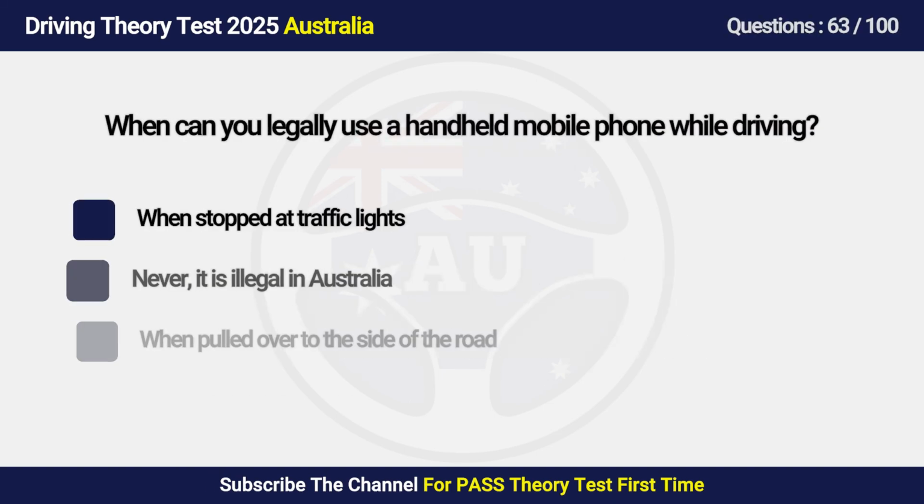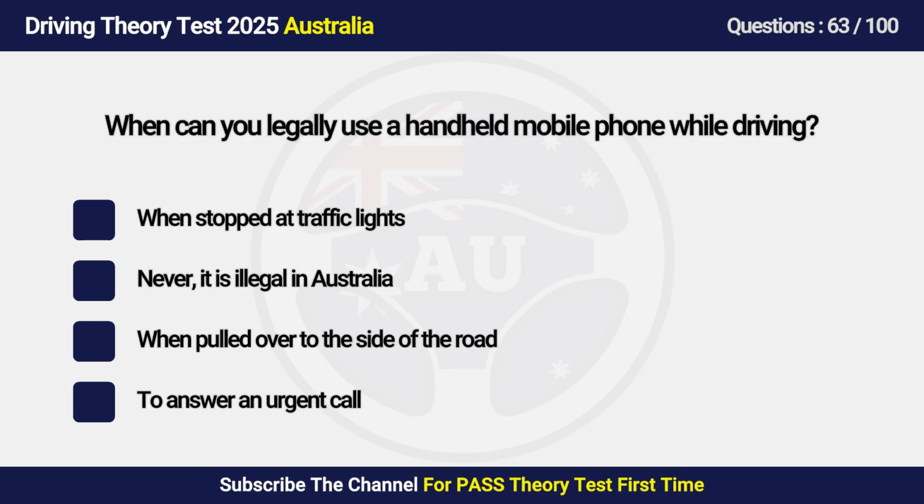Question 63. When can you legally use a handheld mobile phone while driving? A. When stopped at traffic lights. B. Never. It is illegal in Australia. C. When pulled over to the side of the road. D. To answer an urgent call.